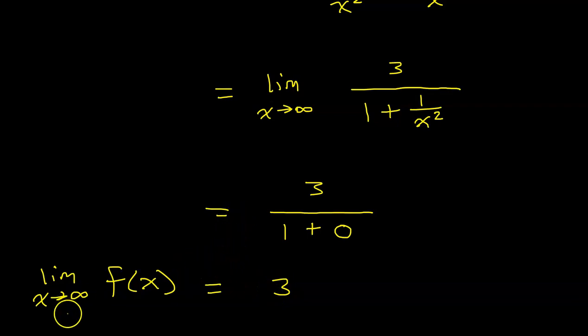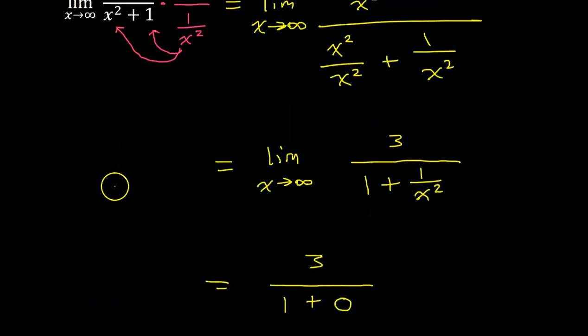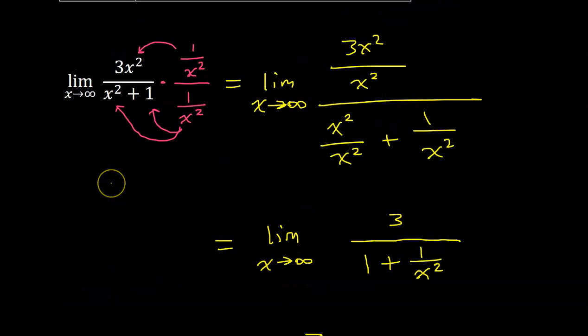Would it make a difference if we did negative infinity? So technically we've only proven half of what we wanted to prove. We've proven that as x increases without bound, the function approaches 3. But what about as x approaches negative infinity? Will that change anything?